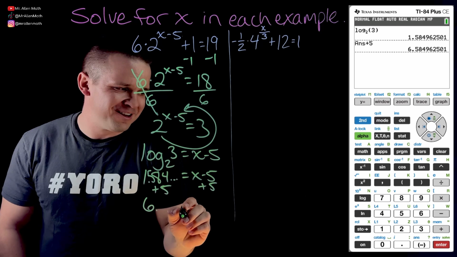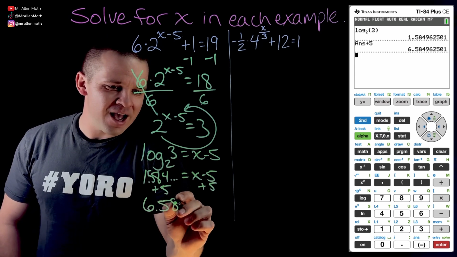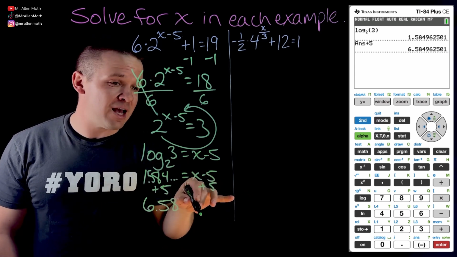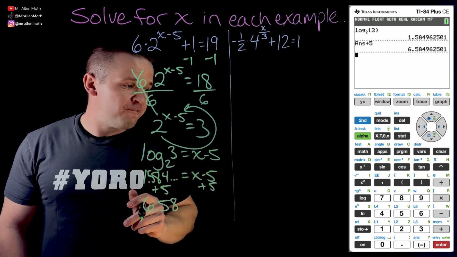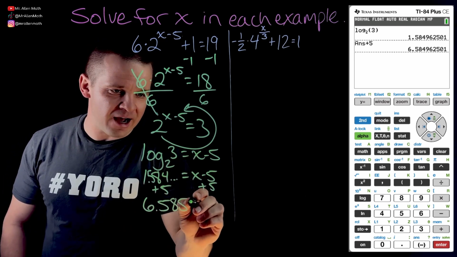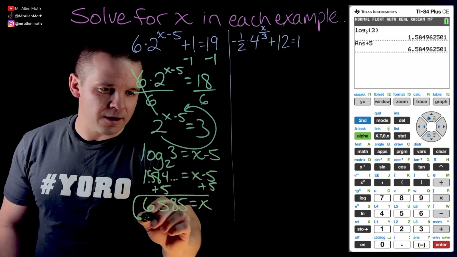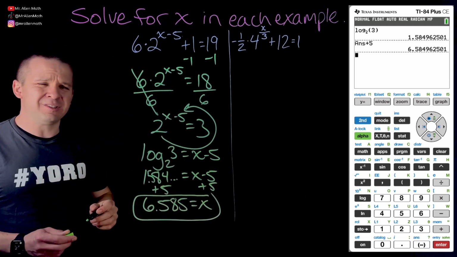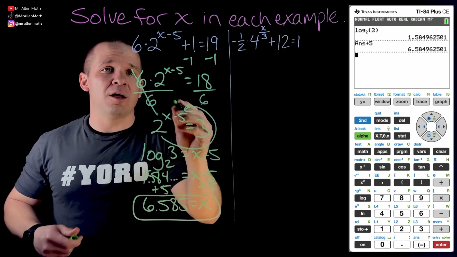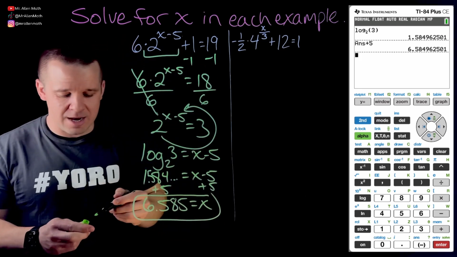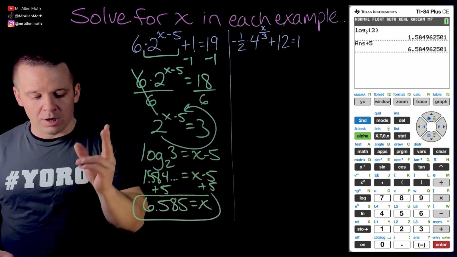6.58, and now we're going to round at the very end here. You only round once. 6.585, so 6.585. That's going to be my x right there. Okay, boom, there we go. First one done. Looks scary. Wasn't too bad, right? It's all about isolating that part right there, and then we throw it into log form.